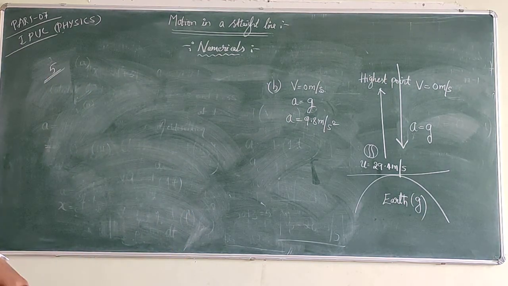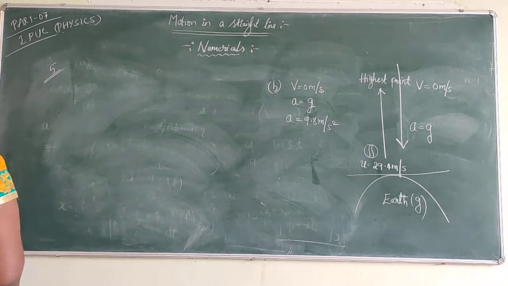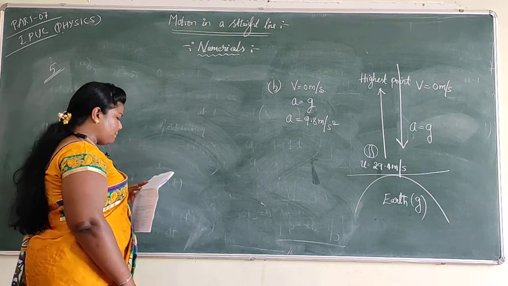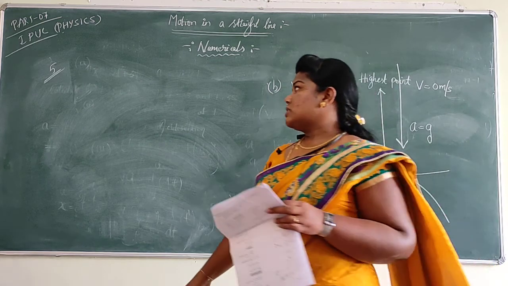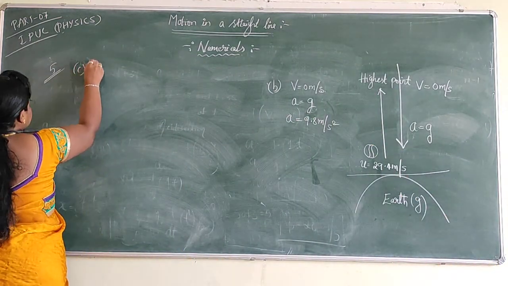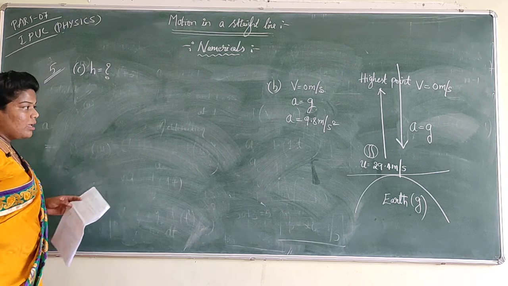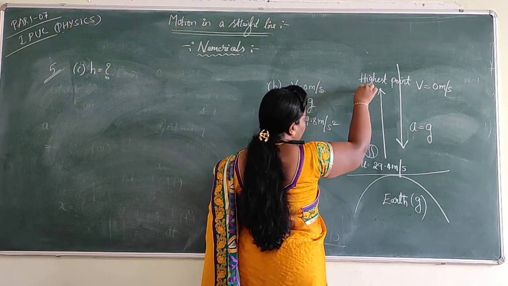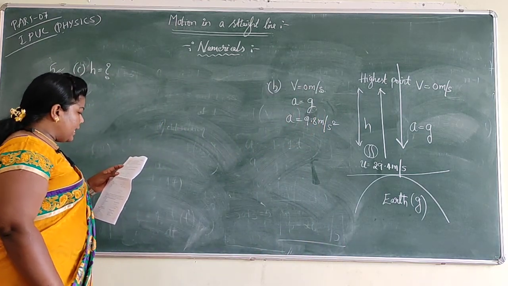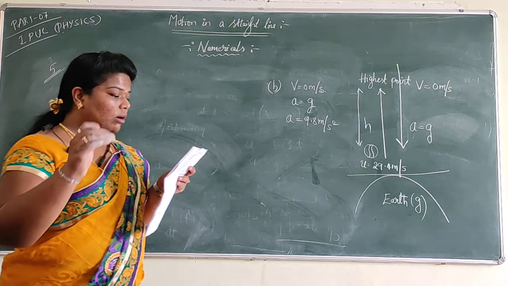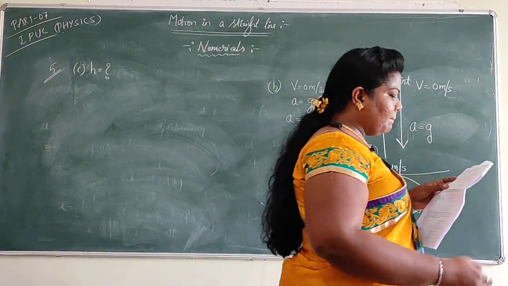Hope you solved question B also. Now the last question, question C. It was like this: to what height does the ball rise, and after how long does the ball return to the player's hand? Here, to what height the ball reaches means h is equal to question mark. It rises from the ground to the highest point, so we should calculate h. And then, after how long does the ball return to the player's hand.